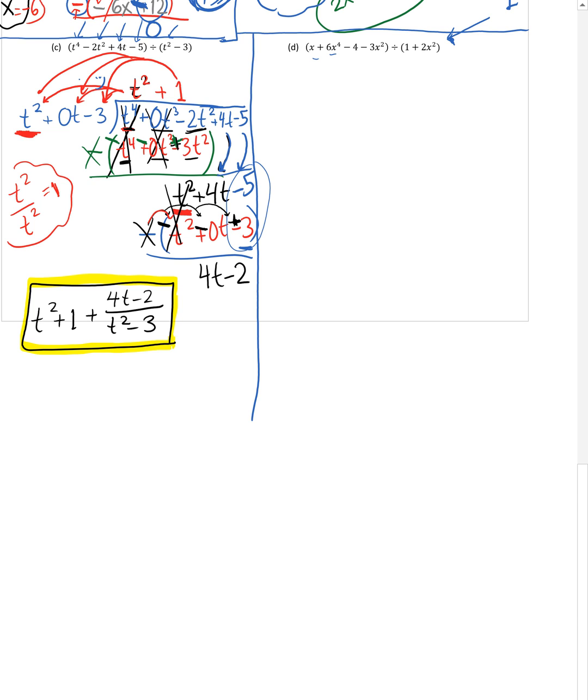Alright, let's try this last one. This one here is probably as bad as they'll get. This way, if you can do this one, you can do any problem.